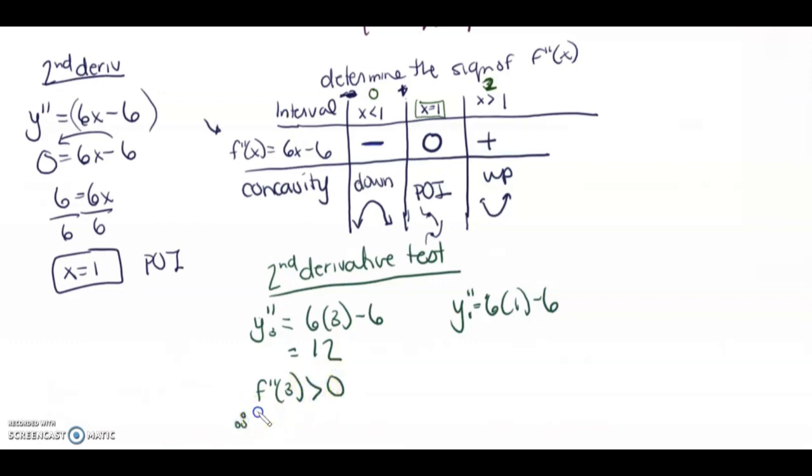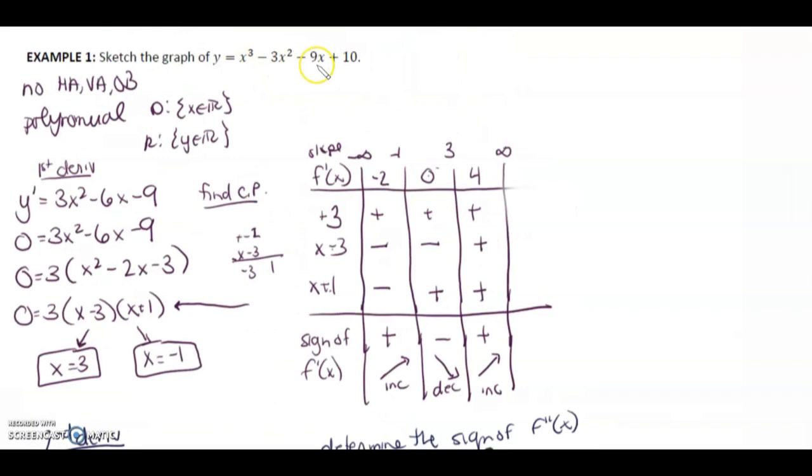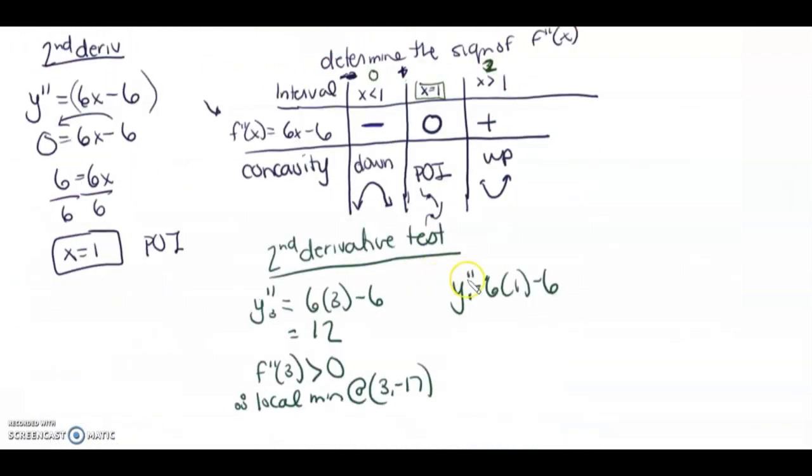Therefore, this is a local minimum at 3 comma, and it would actually be 3 comma negative 17 if we plugged 3 into the original function up here.